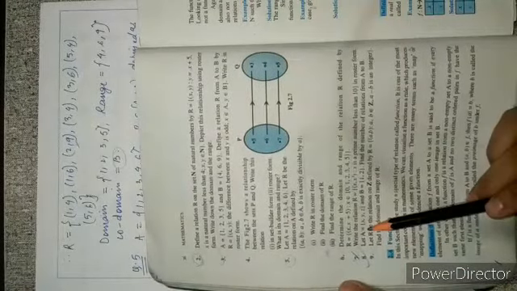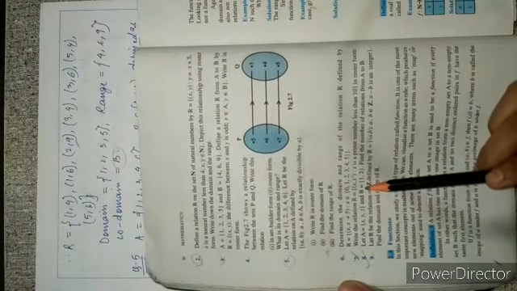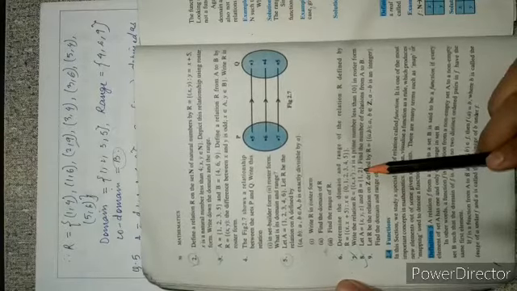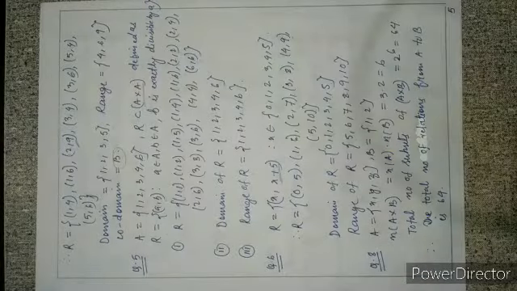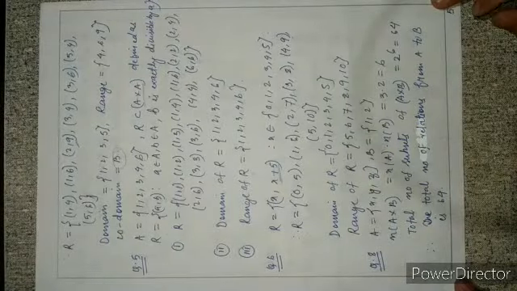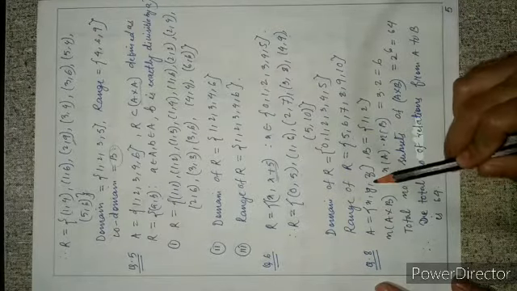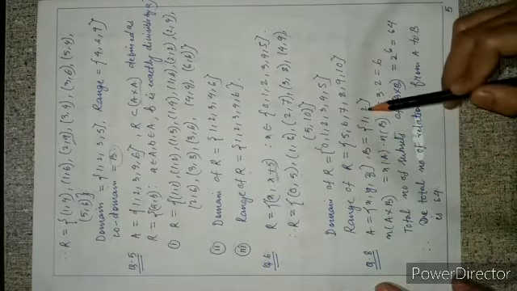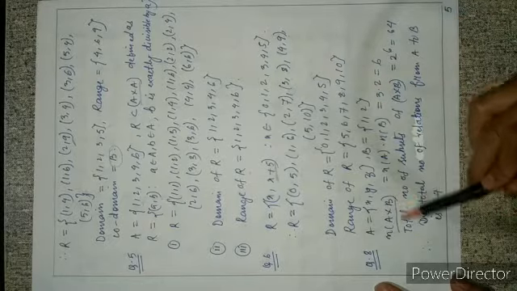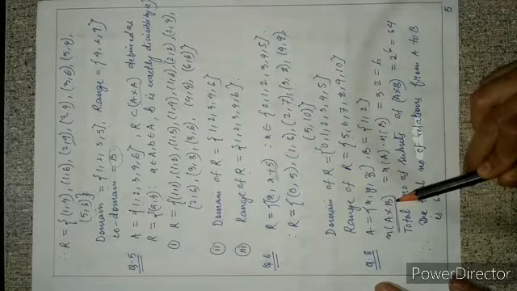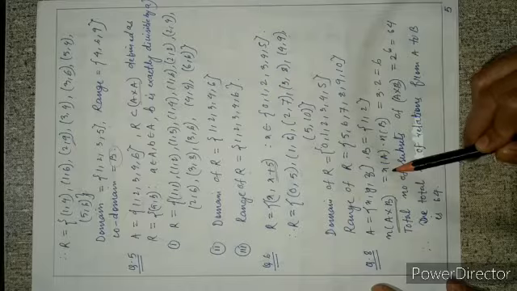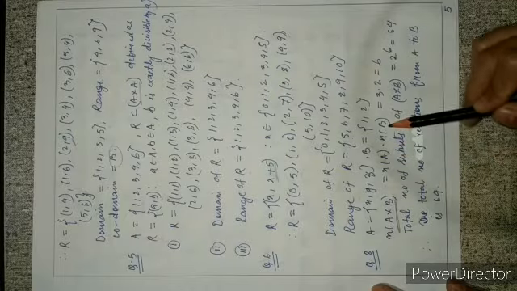Last question, question number 8. Let A be a set having 3 elements, B a set having 2 elements. Find the number of relations defined from set A to set B. A is a set having 3 elements, B is a set having 2 elements. Then find the number of elements in A cross B. Number of elements in A cross B is given by number of A into number of B.